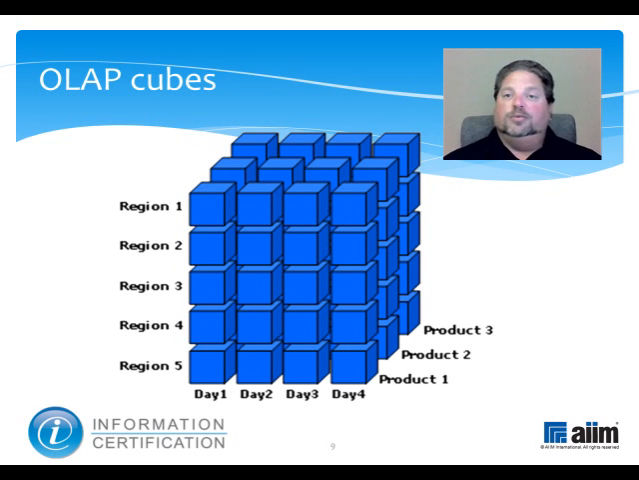An OLAP cube is a type of multidimensional model that aggregates the facts of each level of each dimension, so that users can roll data up into the higher level groupings, drill down into greater levels of detail, and slice and dice data to examine specific data points from multiple perspectives.